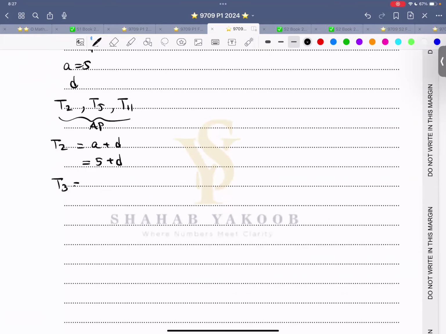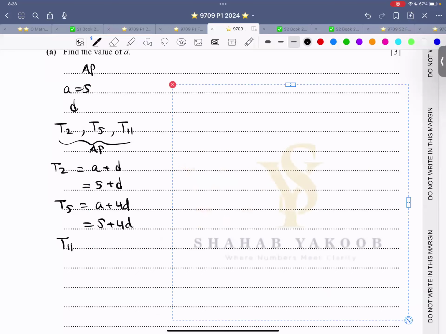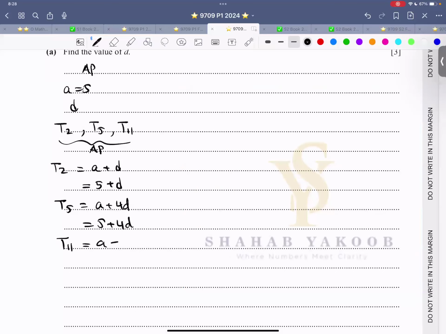Third term, a plus 2d. That is 5 plus 2d. Actually, I don't need the third term, my bad. I need the fifth term. Fifth term, that is a plus 4d. That is 5 plus 4d. And then the 11th term, that is what? That is a plus 10d. That is 5 plus 10d.